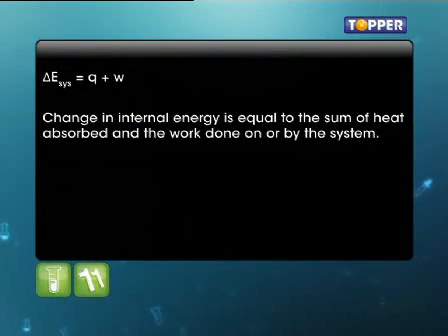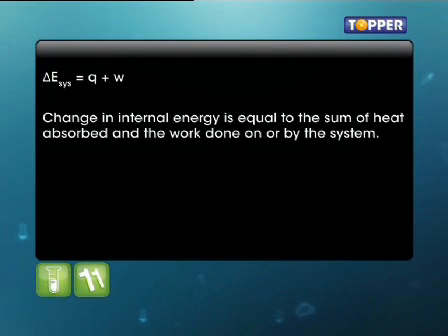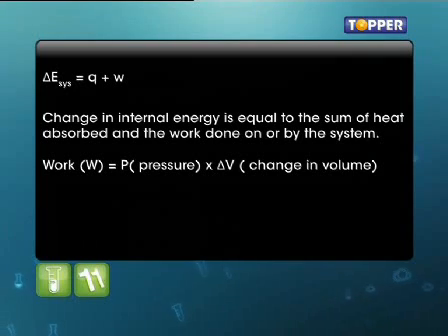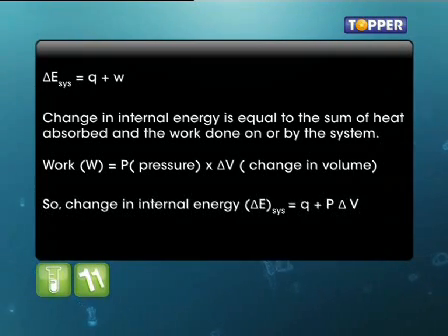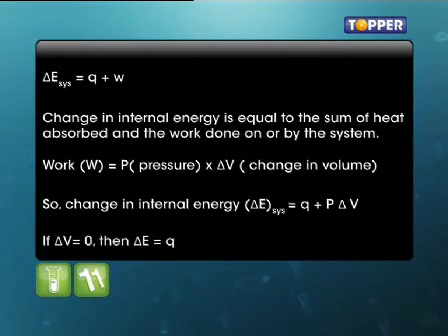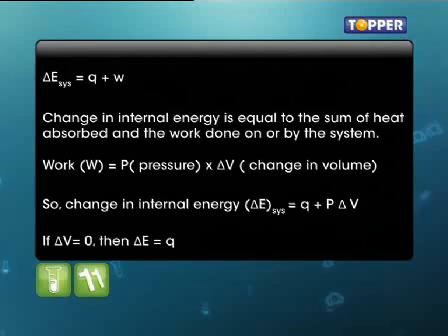Change in internal energy is equal to the sum of heat absorbed or evolved and the work done on or by the system. Work is equal to pressure into change in volume, delta V. So, change in internal energy can be written as delta E of the system equal to heat absorbed or evolved plus P delta V. If delta V is 0, then change in internal energy is equal to the heat absorbed or evolved. Now you can see the meaning of change in internal energy, which is heat absorbed or evolved at constant volume.